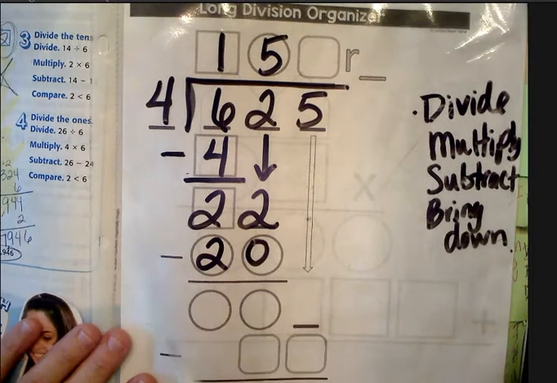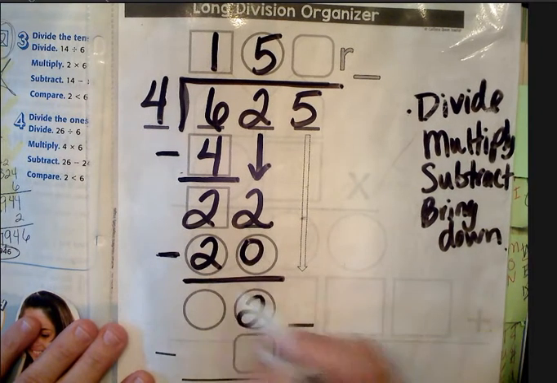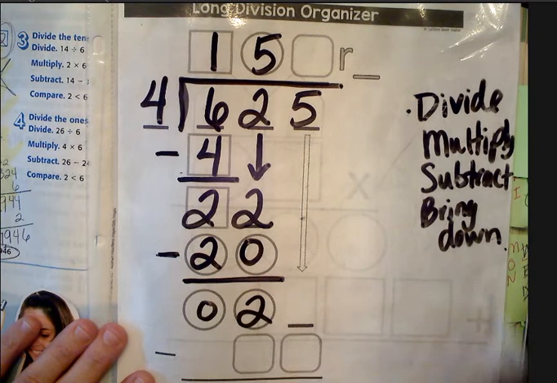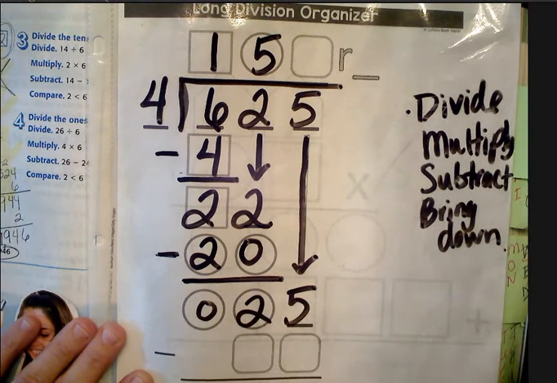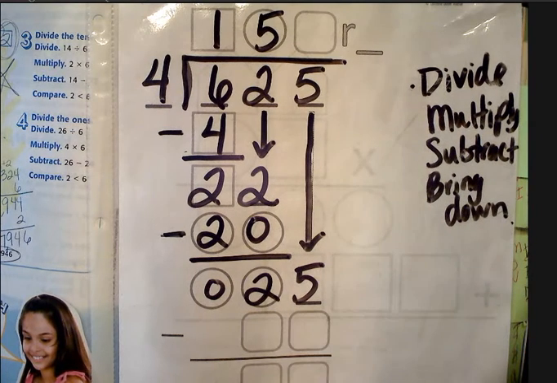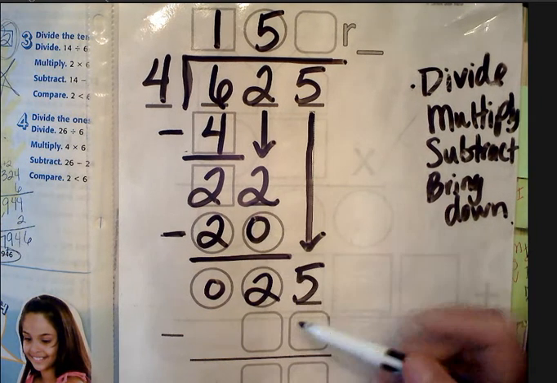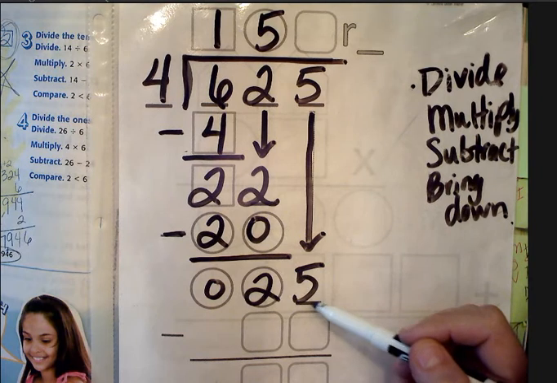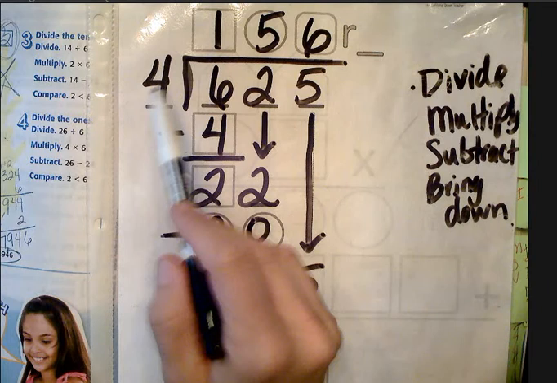Next step is to subtract. 2 minus 0 is 2. 2 minus 2 is 0. Next step, bring down. I'm bringing down my 5 to make it even with my last answer. I go back up to the top to divide again. How many times does 4 go into 25? Well, we talked about it last time that 4 times 6 was 24. That was too big for that one, but it's going to be a perfect fit just under this one. So we're going to put a 6 there. Now we multiply. 6 times 4 is 24.